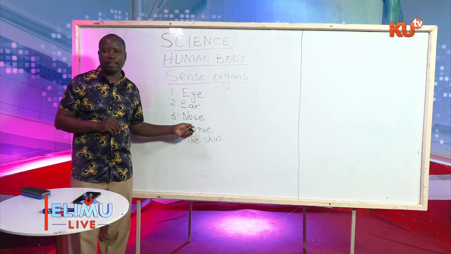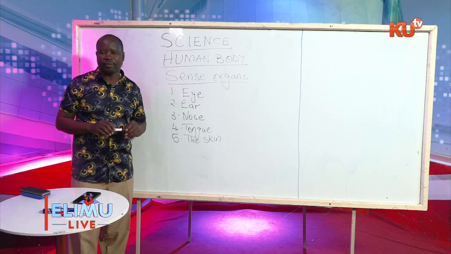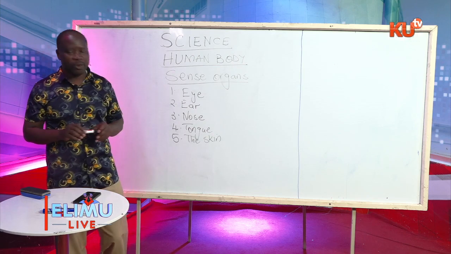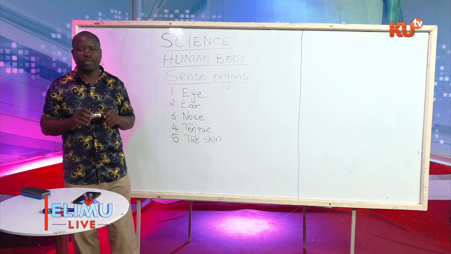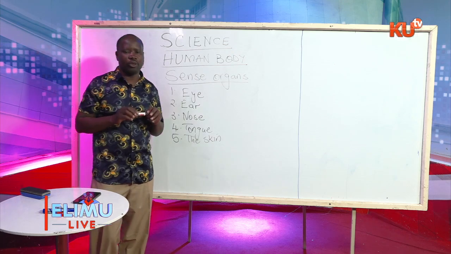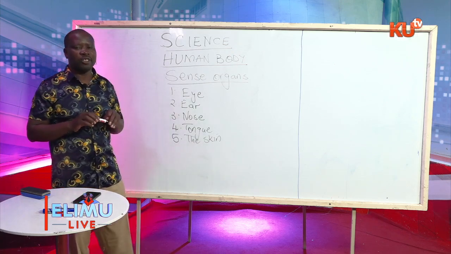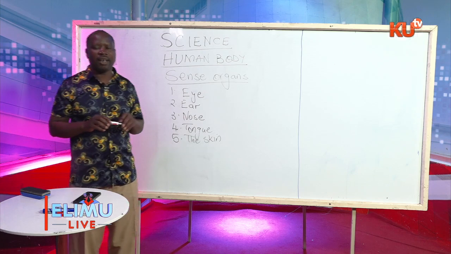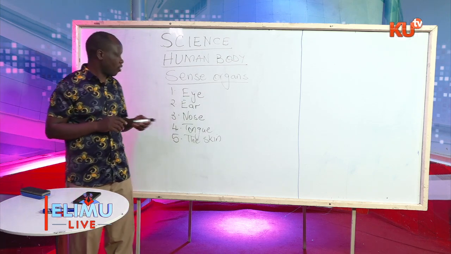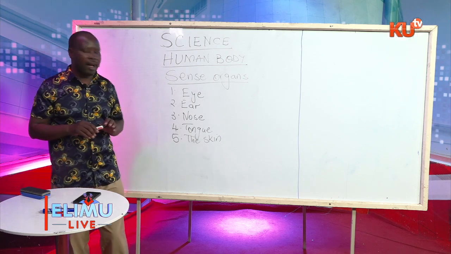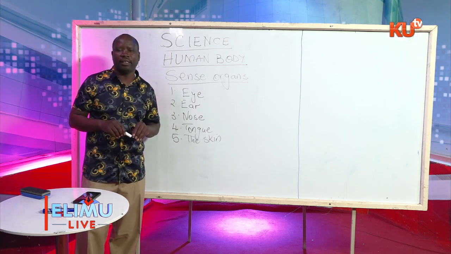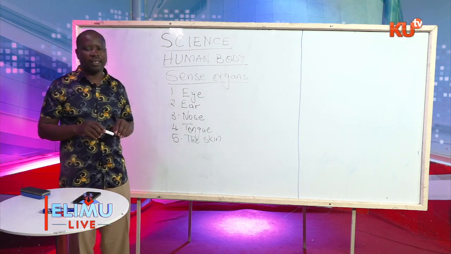You can also look at the tongue. The tongue is inside the mouth, so you are supposed to bring out the tongue so that your friend is able to look at your tongue and to see it, so that later we shall see the function of each of them. Hope you've looked at the eye, the ear, the nose, and the tongue.